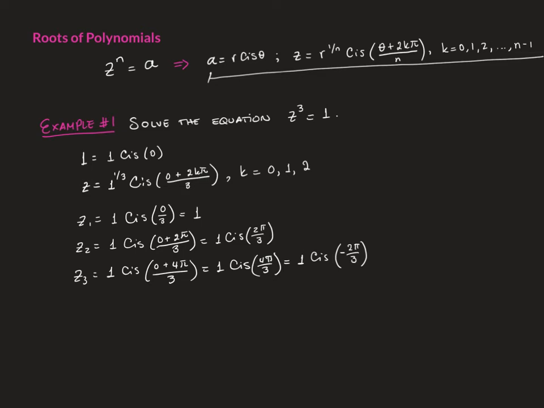Now notice here one thing. We have 3 solutions. Because the power is 3, it's an odd power, one of the solutions is real. It's not paired with anything. It's 1. The other 2 solutions are complex numbers. Furthermore, they are complex conjugates. Notice how the second root, cis of 2 pi by 3, and the third root, cis of minus 2 pi by 3, are complex conjugates.